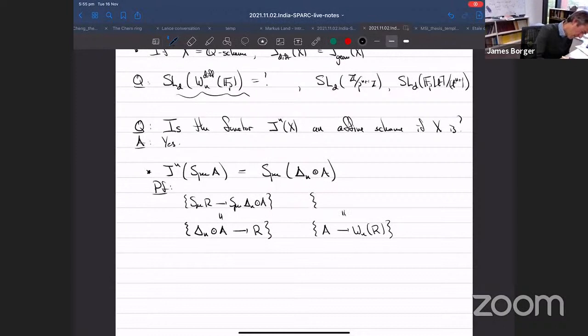And these are the maps from the spec of W_n of R to spec A. And this right here is precisely the R points of this scheme. And then this right here is precisely the R points of that scheme by definition. Remember, the R points of this thing are precisely these homomorphisms. And so our question is whether those two are the same. And I claim they are basically exactly by the definition of all these things.